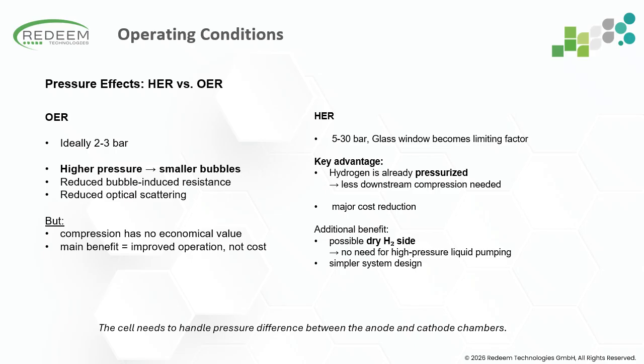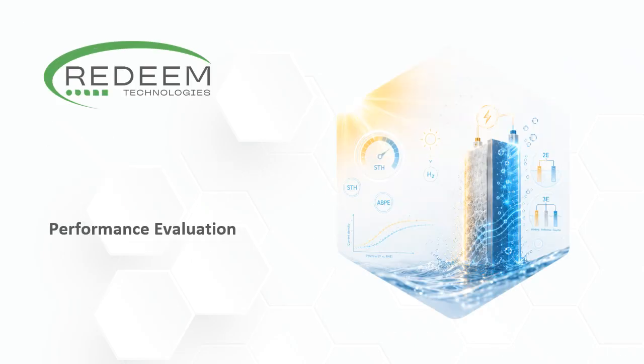So of course these advantages come with an engineering challenge, because the reactor must not only safely withstand pressure, but also a pressure difference between the hydrogen and oxygen compartments, while maintaining optical access and a reliable design. Especially in PEC systems with a window, which all of them should have, this can become mechanically limiting at elevated pressures.